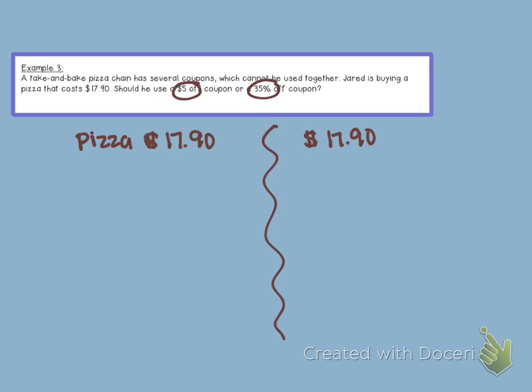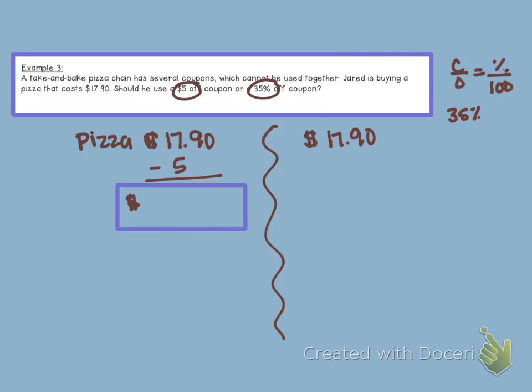So for the first scenario, it's $5 off. For that one, we just have to subtract $5 and we get the price of how much the pizza is. For this one, we have to set up a change over original equals percent over 100 proportion. So if 35% is the discount, remember right here we want to put percent pay.